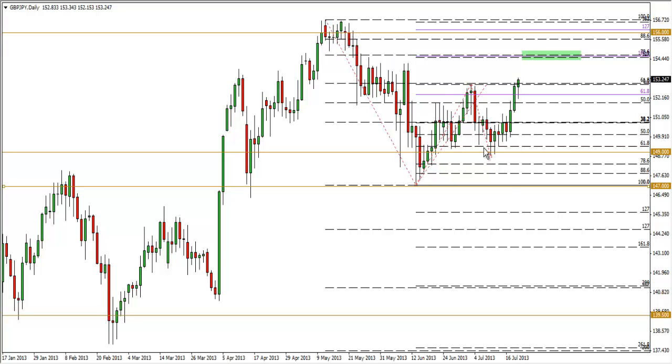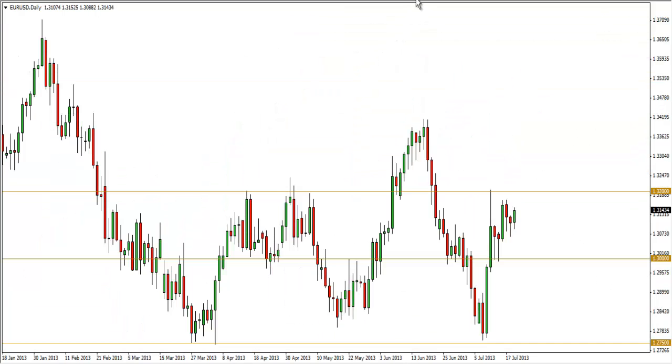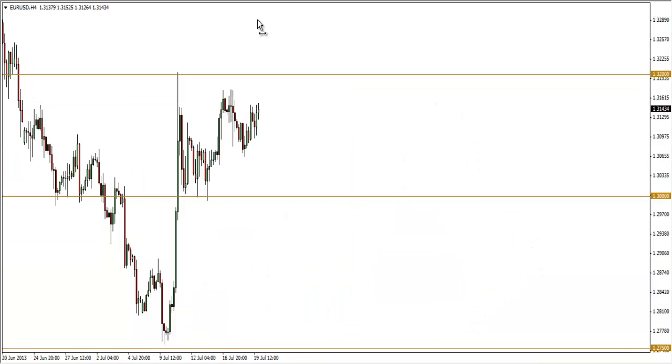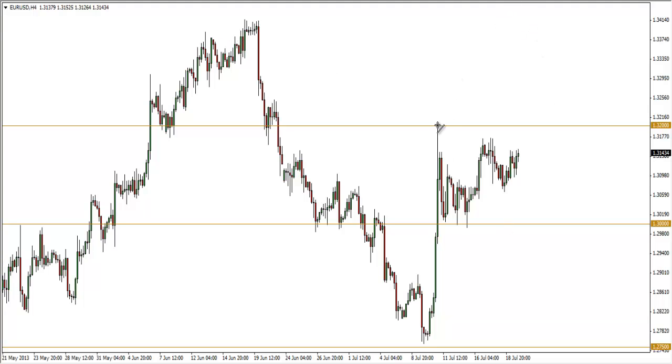Alright, so the next pair I'll be looking at is the Euro Dollar. Looking at the Euro Dollar, again this pair has been range bound since March last year, and right now price is forming what we call a pennant or a flag pattern. I'll classify it as perhaps a pennant, or even a triangle. Whatever the case, it means that price is consolidating and trying to make the next move upwards.